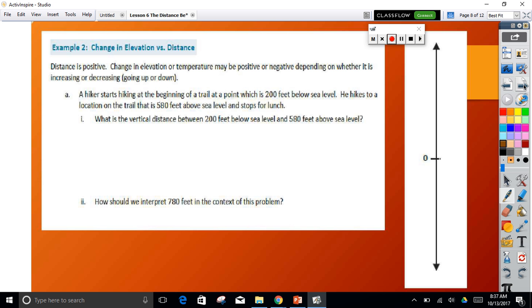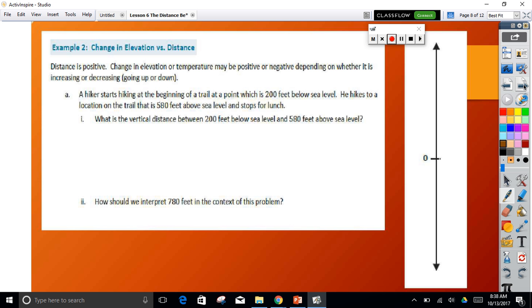Change in elevation versus distance. Distance is positive, as I just told you. We never express distance as a negative number. But change in elevation or temperature can be positive or negative. So when we're talking about change, change might actually be negative. For example, we might say that there was a negative 3 degree change in the temperature, which means that it went down 3 degrees. So when we're talking about change, sometimes we will have negative numbers.